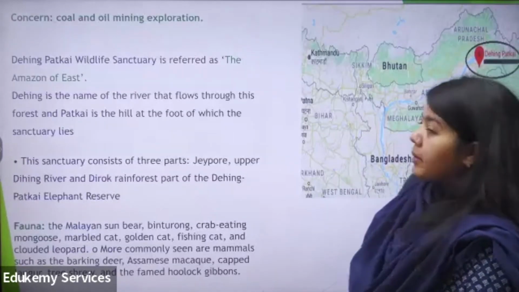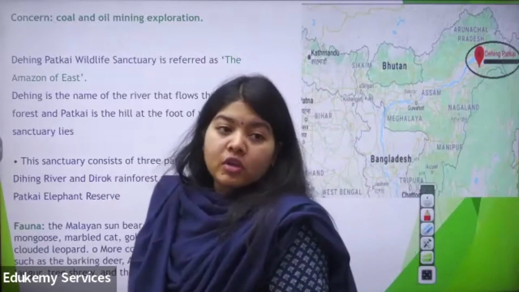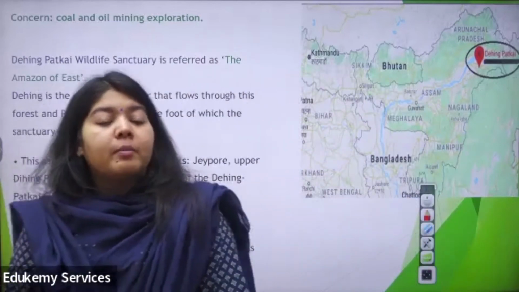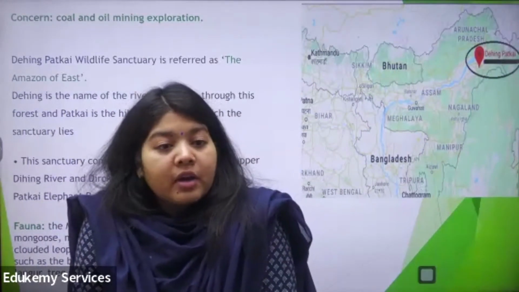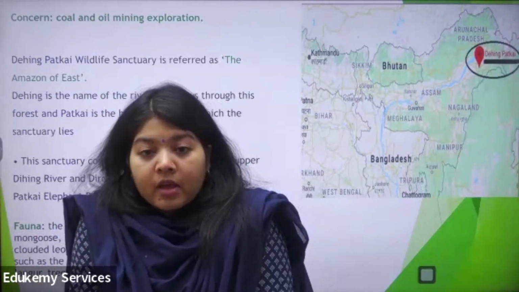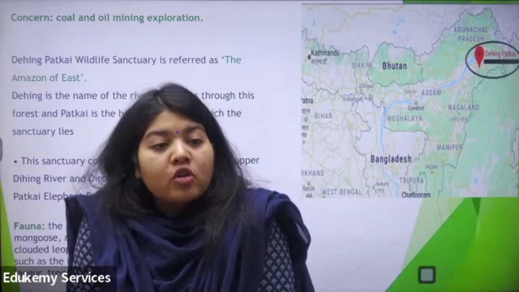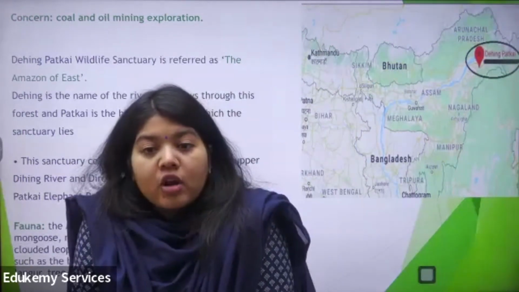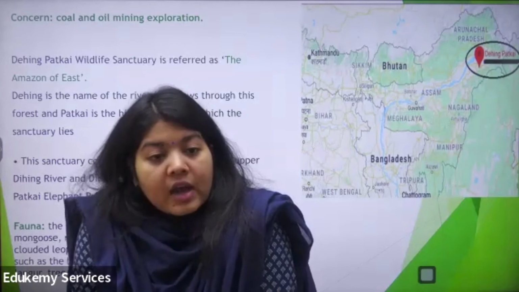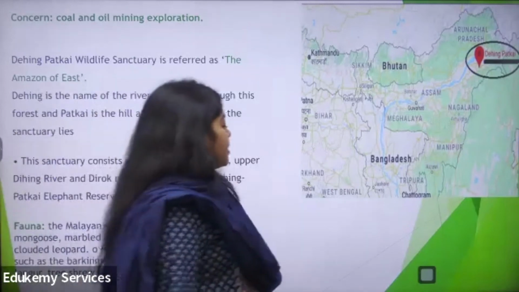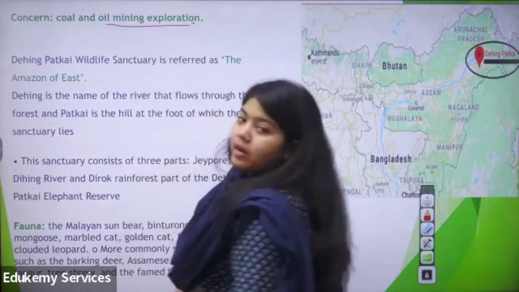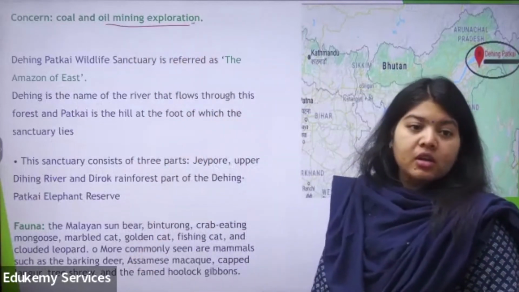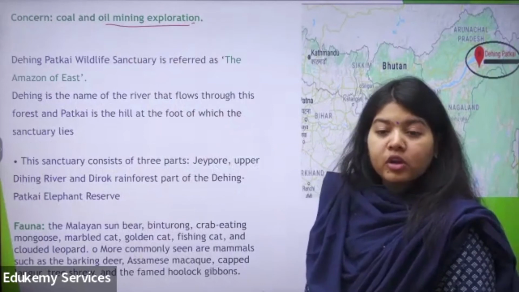Now coming to the important locations in news, did we come across Patkai? Did we come across Dehing Patkai Wildlife Sanctuary, which is also called the Amazon of the East? It is in news. Why is there a concern? The concern is for coal and oil mining exploration in this region.